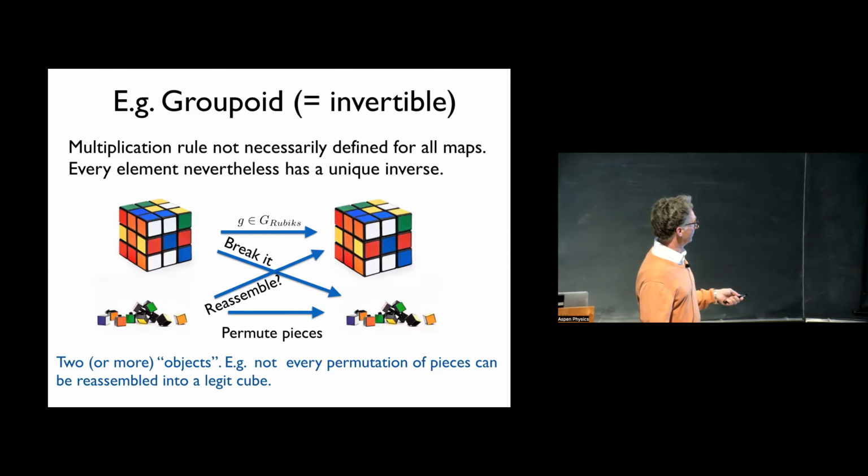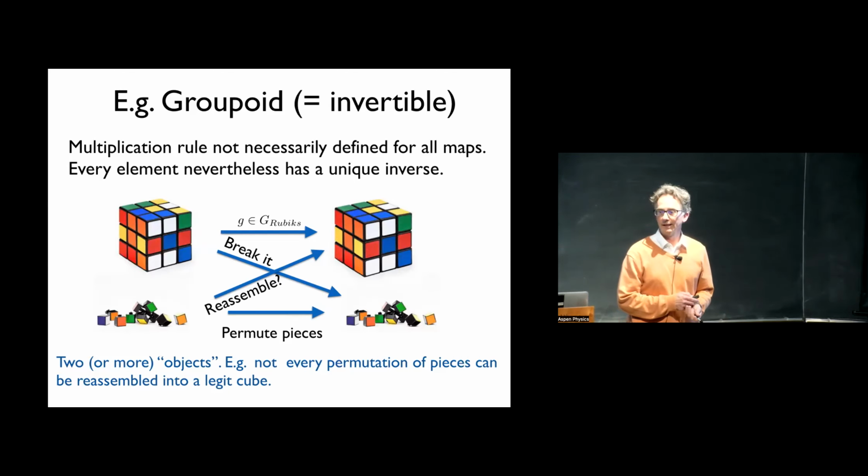And in this case of a groupoid, everything has an inverse, but not every multiplication makes sense. For instance, if you break it and you have a bunch of pieces, and you permute the pieces and try to reassemble it, you might get something that's not a valid cube anymore. And then we would say that that composition doesn't really make sense. This is what's called a groupoid.